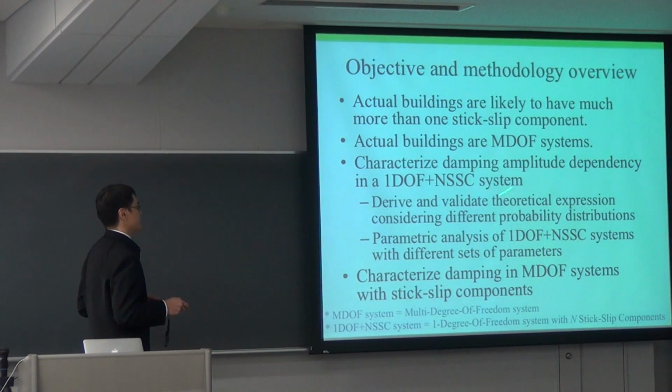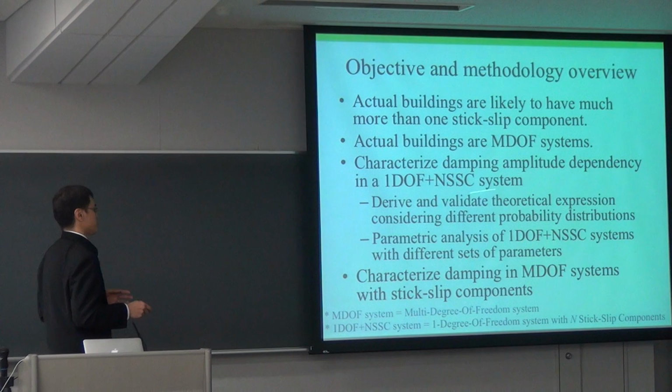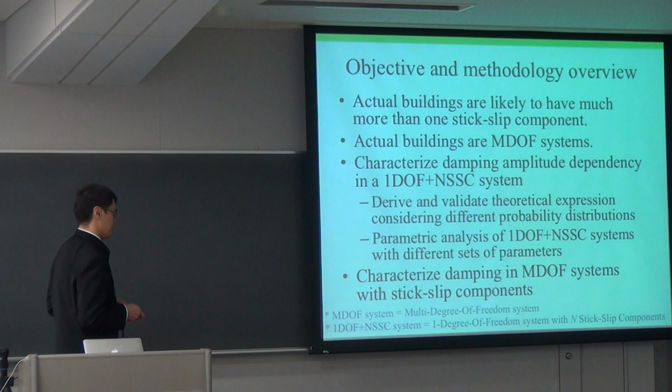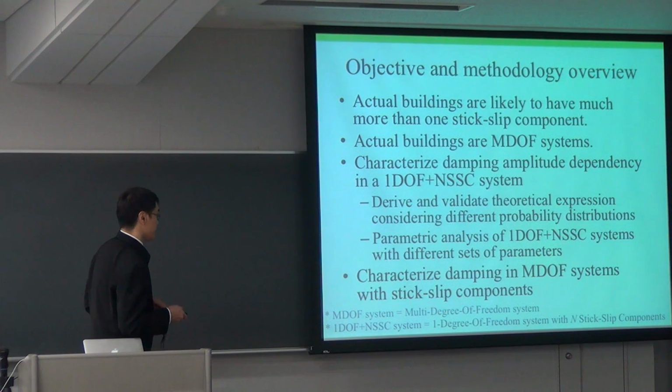So first, we do the same thing. We derive and validate the theoretical expression. We should also consider different probability distributions. And then I will do another parametric analysis using different sets of parameters. And finally, I'll talk briefly about damping in multi-degree of freedom systems with stick-slip components.